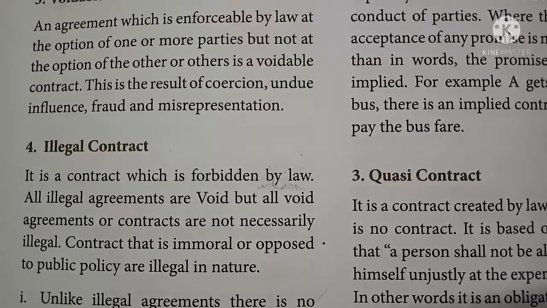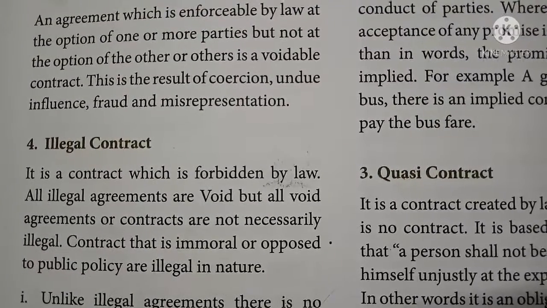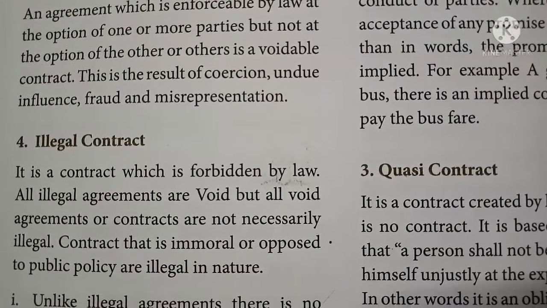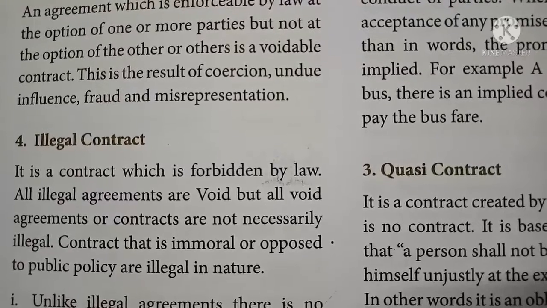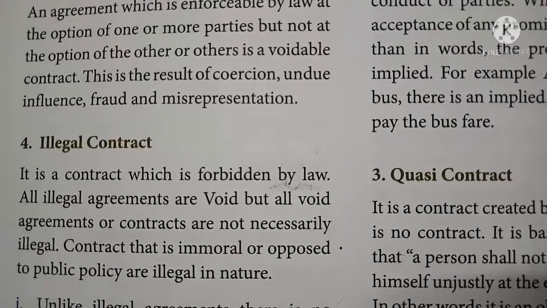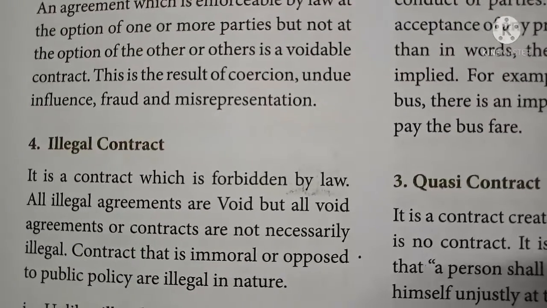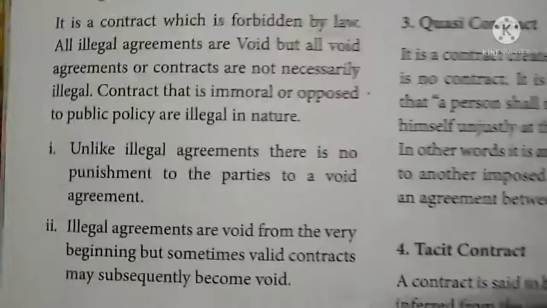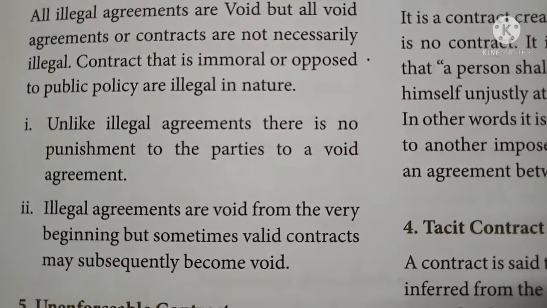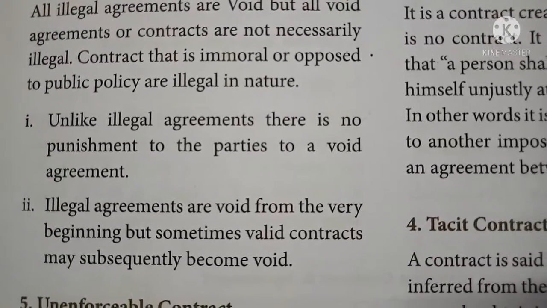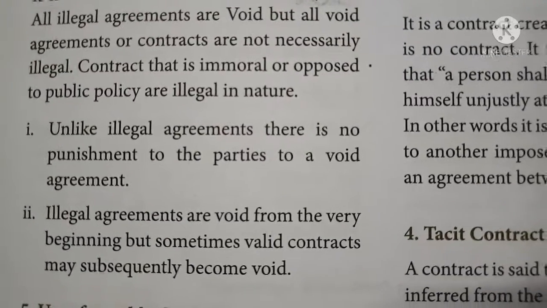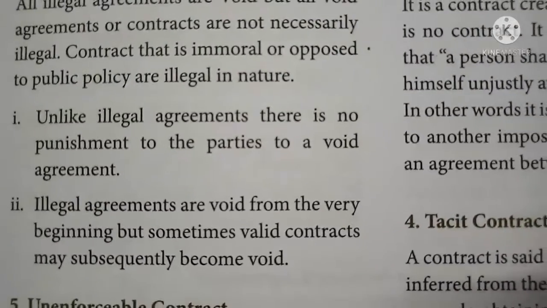Illegal contract. It is a contract which is forbidden by law, that is against the law. So illegal agreements are void, but all void agreements or contracts are not necessarily illegal. So a contract that is immoral or opposed to the public interest is termed illegal in nature. Unlike illegal agreements, there is no punishment to the parties to a void agreement. So illegal agreements are void from the very beginning, but sometimes a valid contract may subsequently become void.